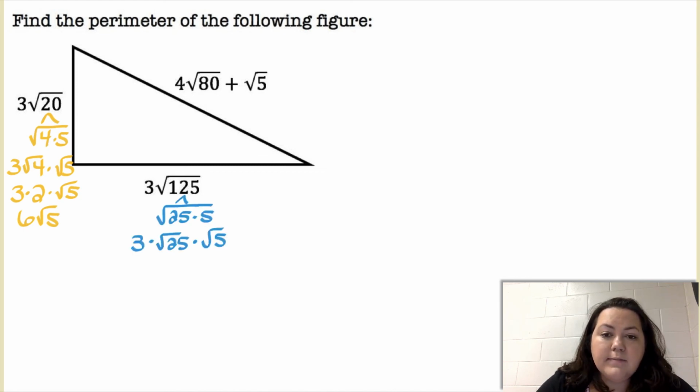I'm going to have 3 times the square root of 25 times the square root of 5. So the square root of 25 becomes 5, so I have 3 times 5 times the square root of 5. And 3 times 5 is 15, so I have 15 root 5.